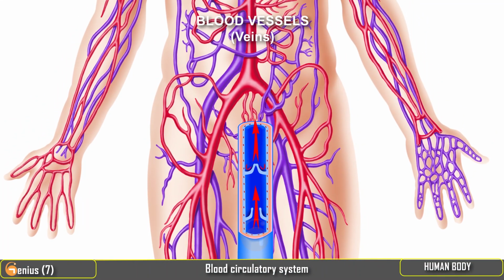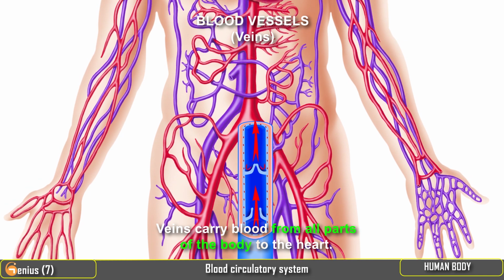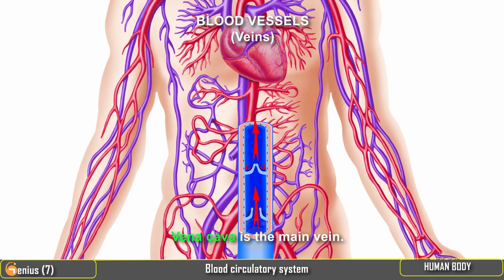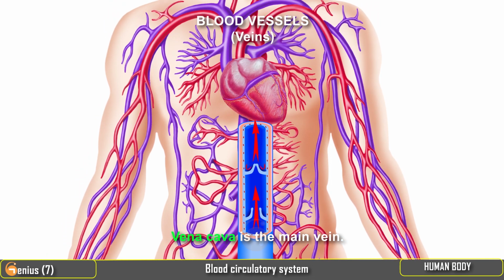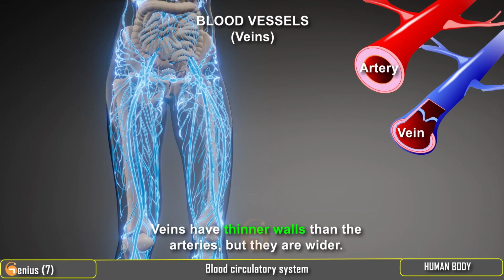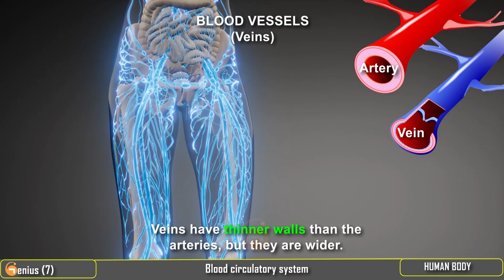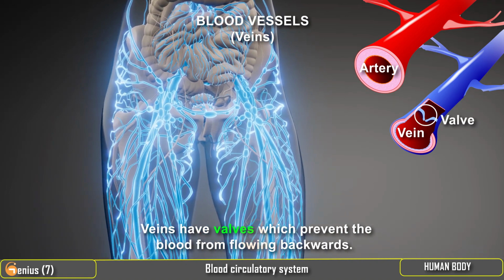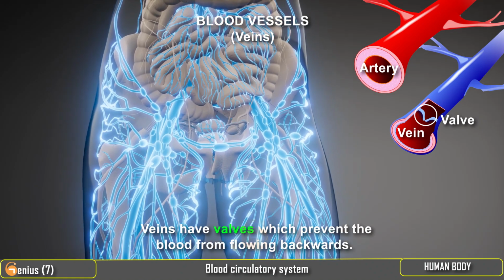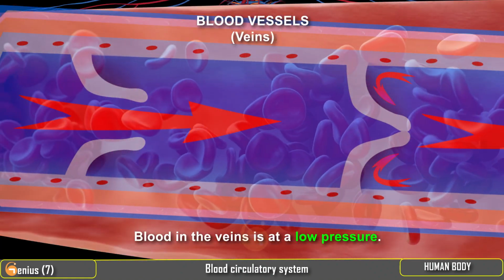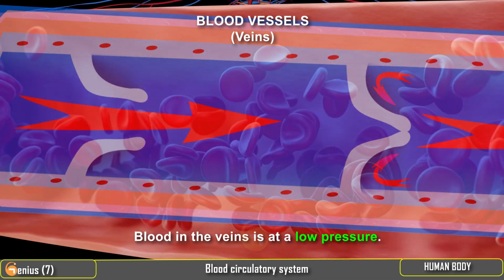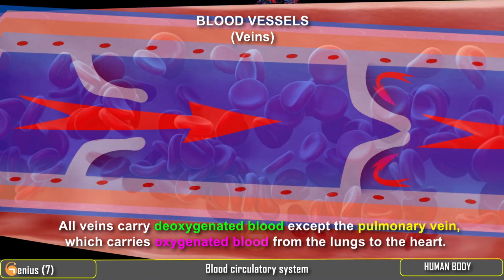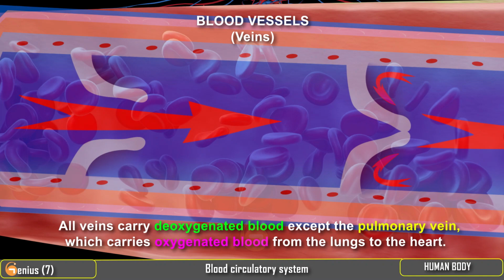Veins. Veins carry blood from all parts of the body to the heart. Vena cava is the main vein. Veins have thinner walls than the arteries, but they are wider. Veins have valves which prevent the blood from flowing backwards. Blood in the veins is at a low pressure. All veins carry deoxygenated blood except the pulmonary vein, which carries oxygenated blood from the lungs to the heart.